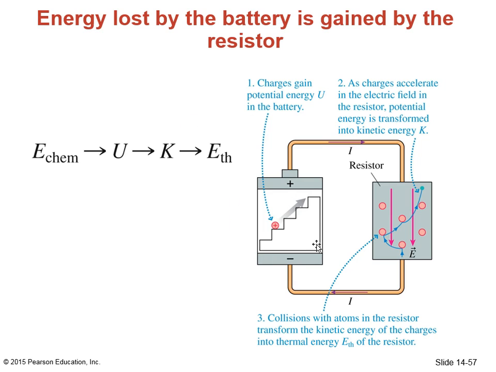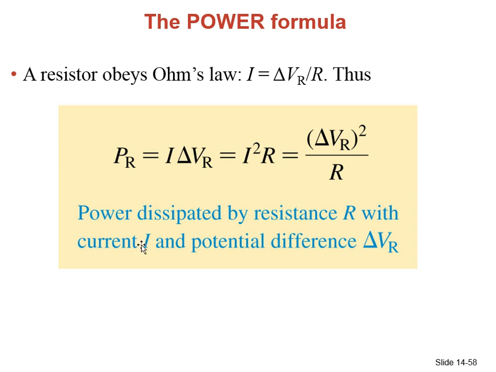Energy and power: we can think of the energy leaving the battery as the energy going through the resistor. Here's our power formula. Using Ohm's law, you can change P equals I delta V into I squared R or delta V squared over R. It just depends on which two of the three are given: voltage, current, and resistance.